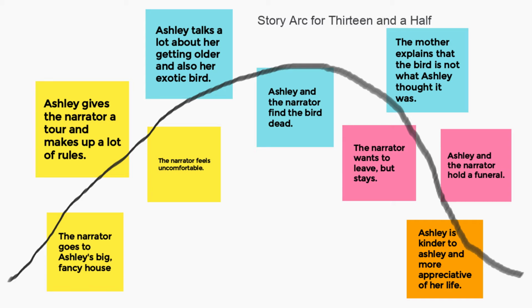The mother actually explains to the daughter, Ashley, that sweet pea's not what she thought it was. It is one of many birds she's had. Okay, very weird now. The weirdest probably it gets, maybe. The narrator wants to leave, but ends up staying. But she does go downstairs and sits by herself in the kitchen, and the mom turns out to be like kind of a weirdo.